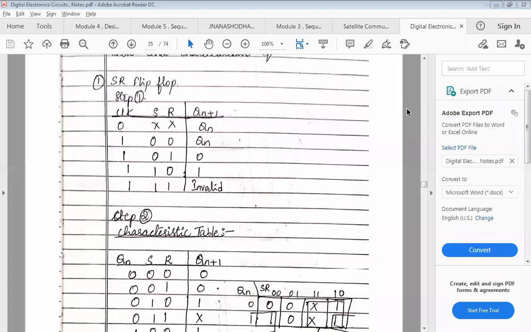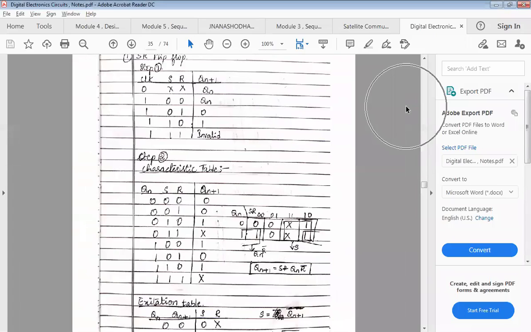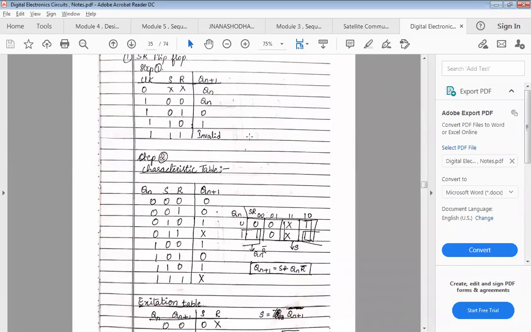So here in this characteristic table, you can see that instead of clock, I am having an extra bit, and I am naming that as Qn. So this Qn is nothing but your present output. Qn plus 1 is your next output. So as usual, I'm going to take a 3-bit combination ranging from 000 to 111.